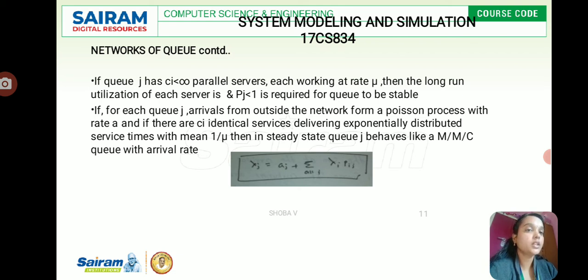If each server works at a rate mu, then the long-run utilization of each server is required for Q to be stable. Then arrivals from outside the network come in at rate a, and the same service is delivered to all the customers, whether in a steady state or in an arrival rate or service times. Based on the queuing behavior and queue discipline, they will get a service from the servers. And lambda j is equal to aj plus the summation of lambda i pij. So this is the formula to find out the working rate.